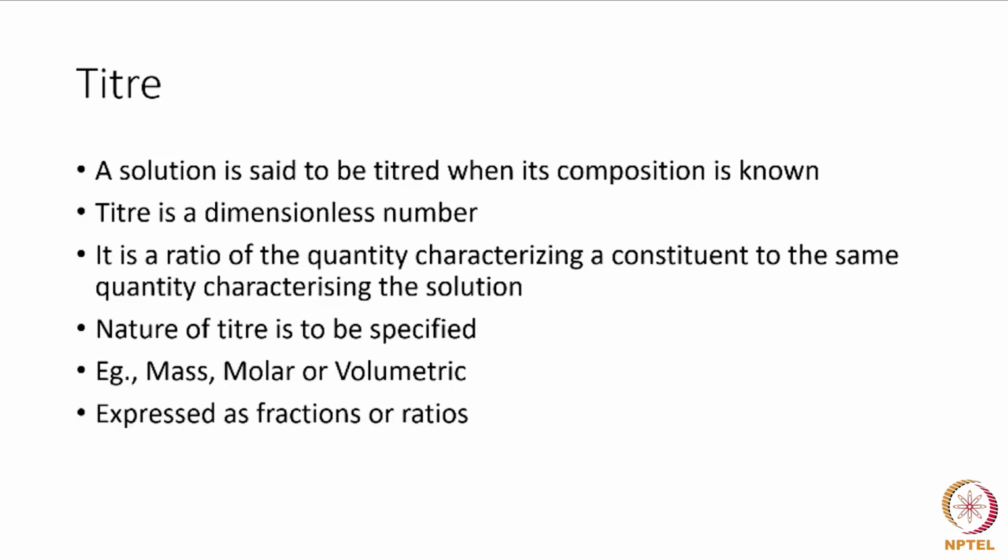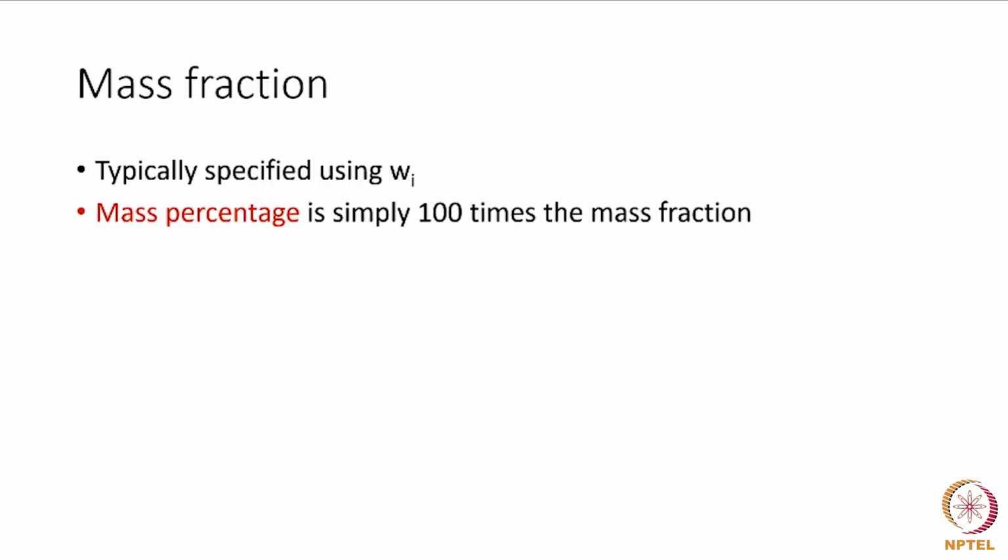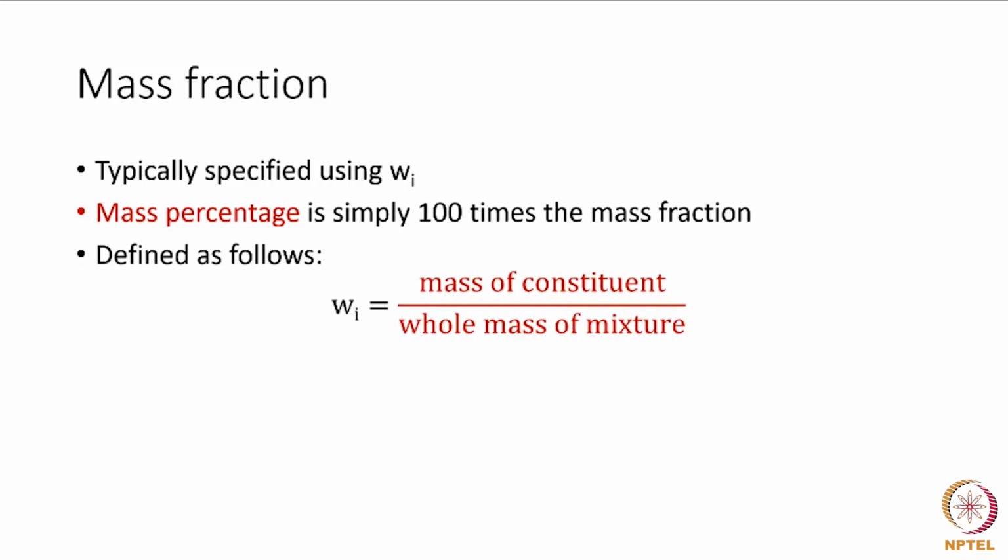And it can be expressed either as fractions or ratios. Naturally, fractions can also be expressed as percentages. So let us take the first titer, called mass fraction. Mass fraction is typically specified using w_i, where i is the constituent we are interested in. So there could be many constituents that are part of the domain. Mass percentage is simply 100 times the mass fraction, and we define mass fraction as follows: w_i is equal to the mass of the constituent i divided by the whole mass of the mixture.